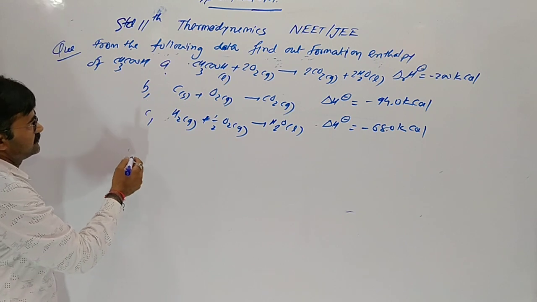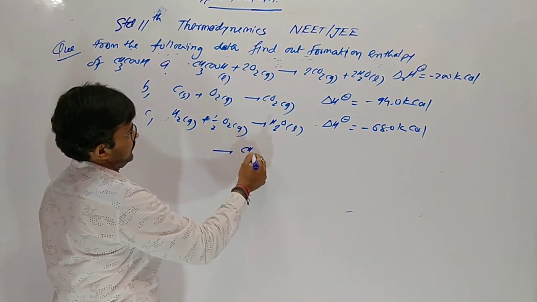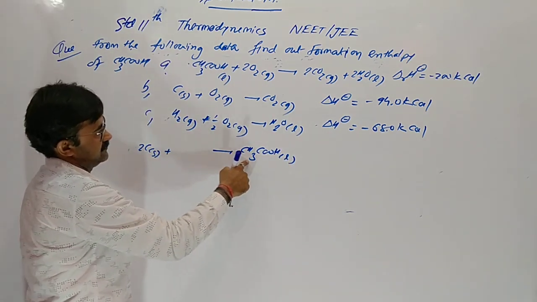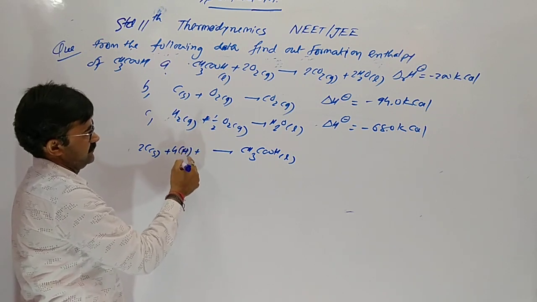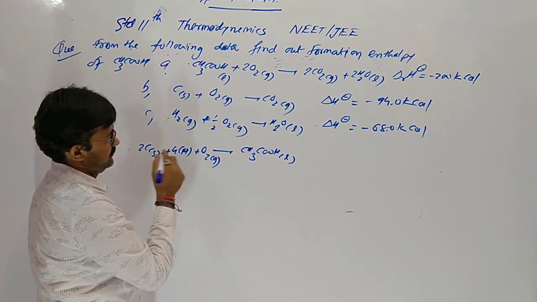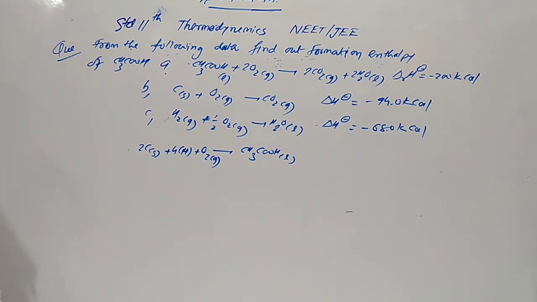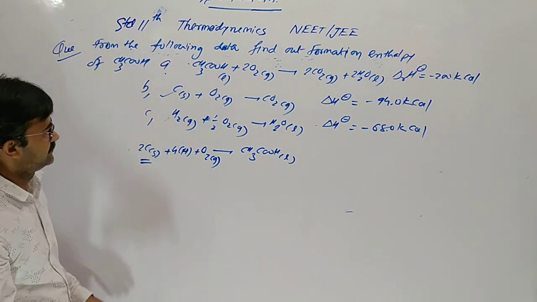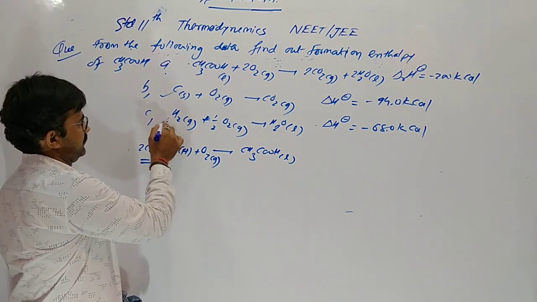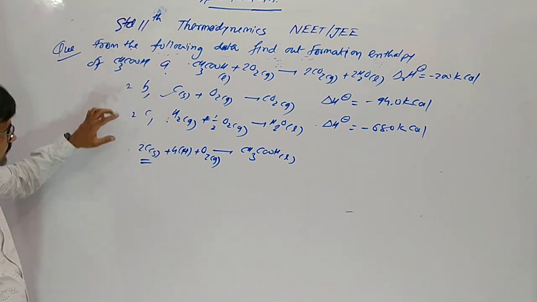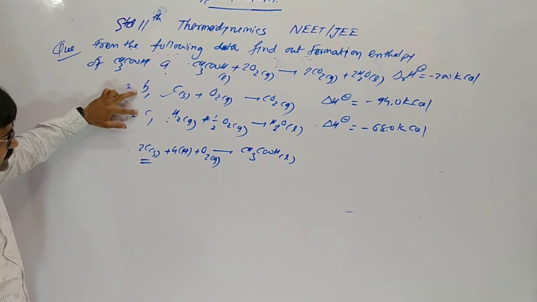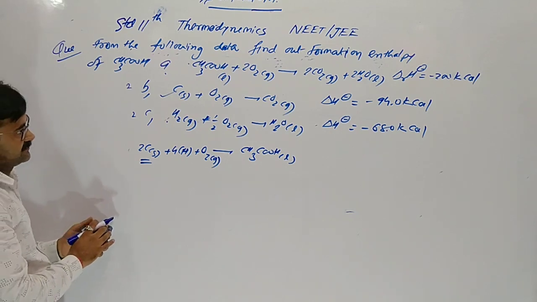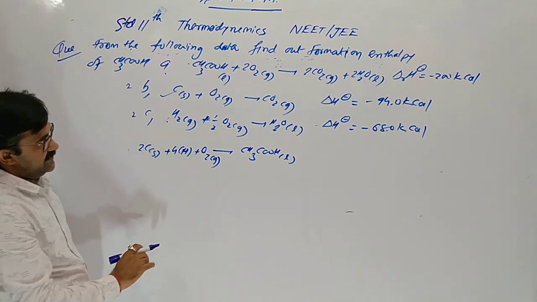How? For getting acetic acid, 2 carbon, 4 hydrogen and 2 oxygen we have to take. Understood? So carbon 2, hydrogen 4, so we have to multiply by 2. Equation B and C multiply by 2 both, then subtract equation A from B and C, so we get this reaction.